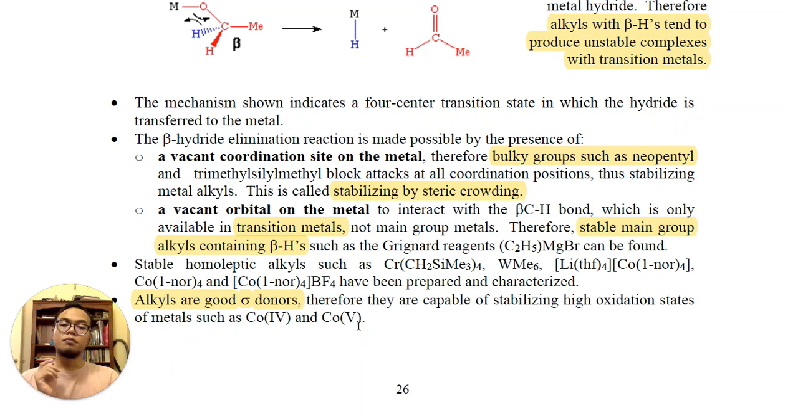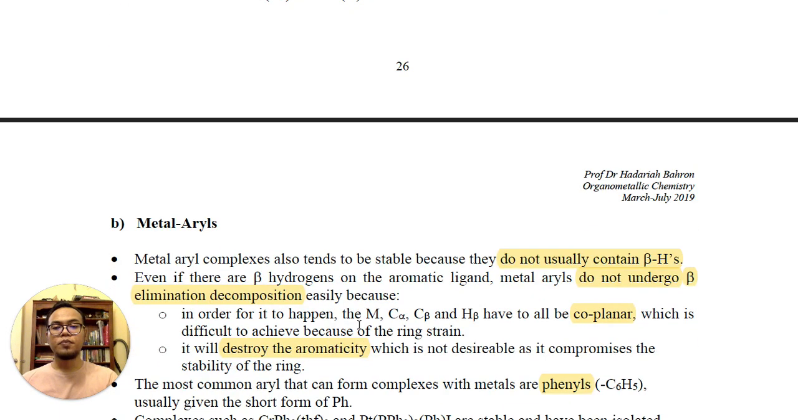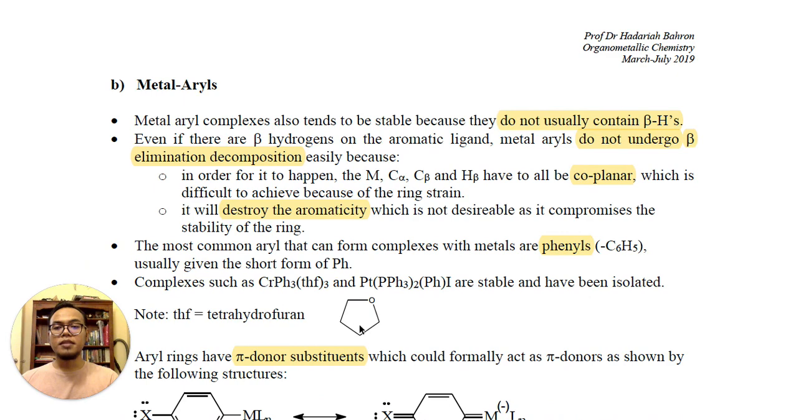So the first part of this lecture, I just want you to understand that metal alkyls can be formed, but you must make sure that those alkyls are not having any beta hydrogen. Else, we could undergo a process which is called beta hydride elimination. When this happens, your complexes are going to be unstable.